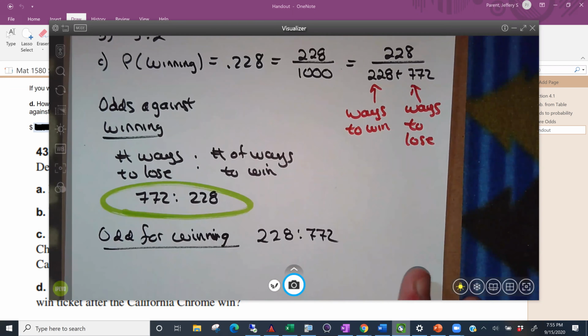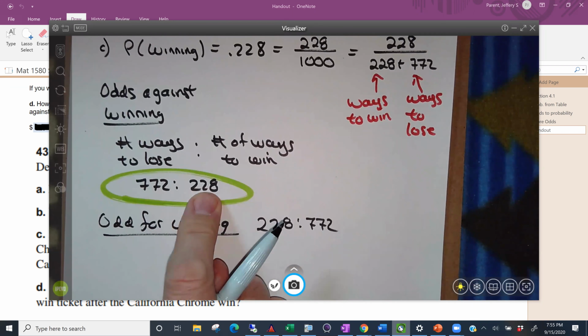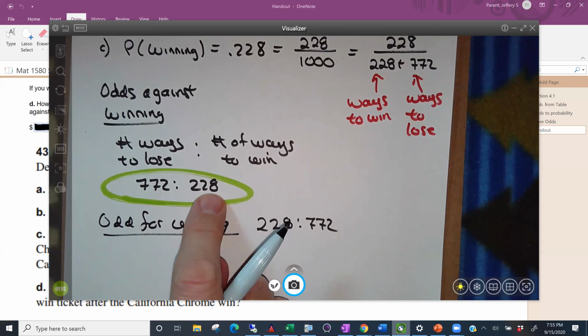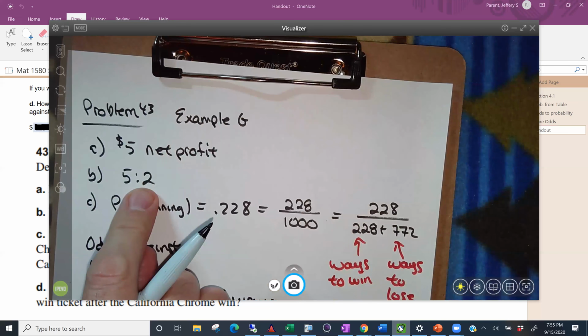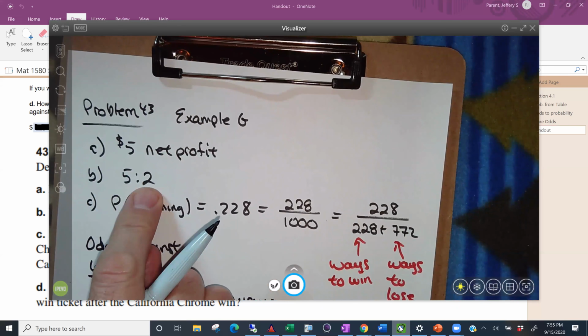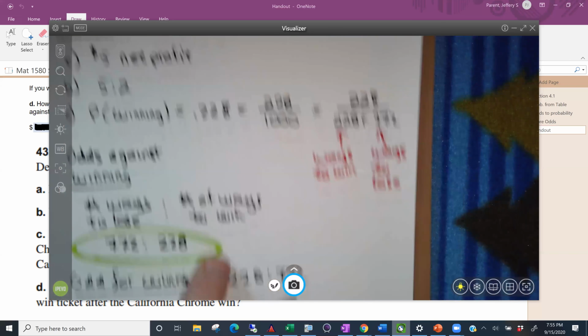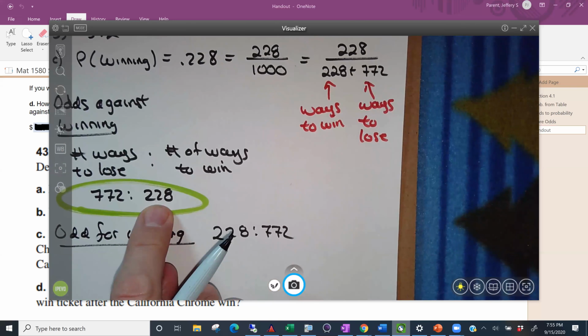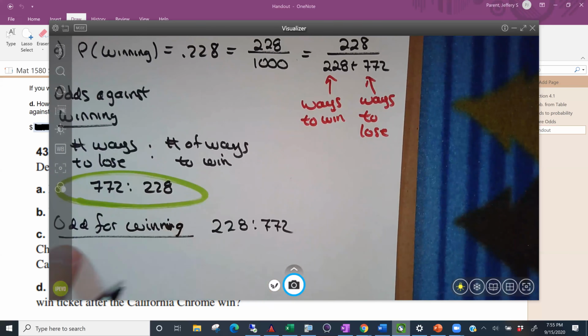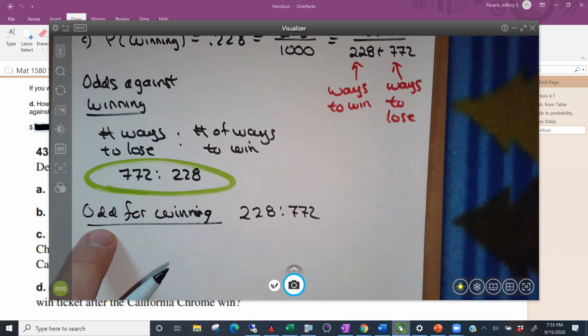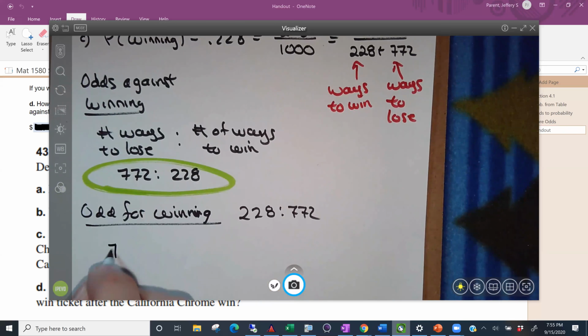Now, the last part, we're going to work with this and say, all right, how much would your $2 bet be worth if they actually paid you the true odds against winning? Because remember, the odds that they gave you were 5-2. They paid you $5 for every $2 you bet. But what would that look like if they paid you off according to the actual odds, the true odds against winning? So do you remember what we just did a moment ago?